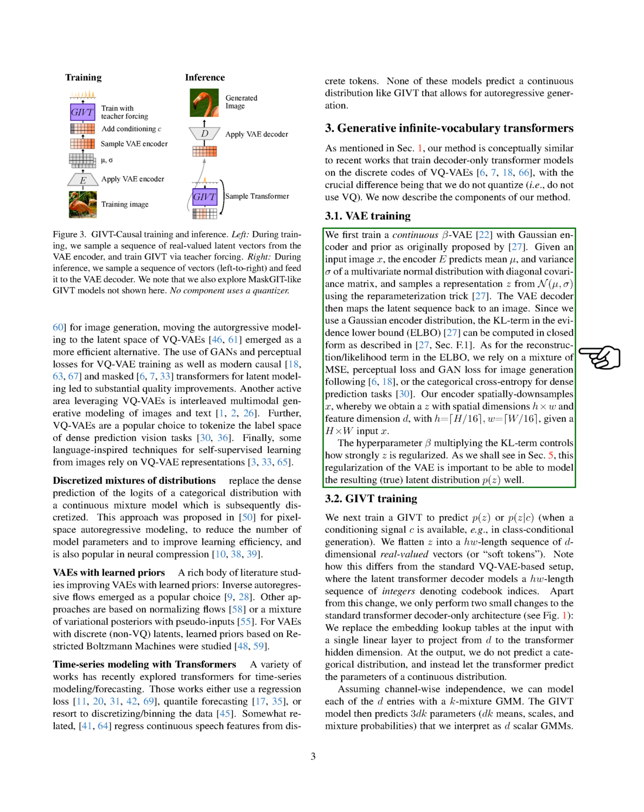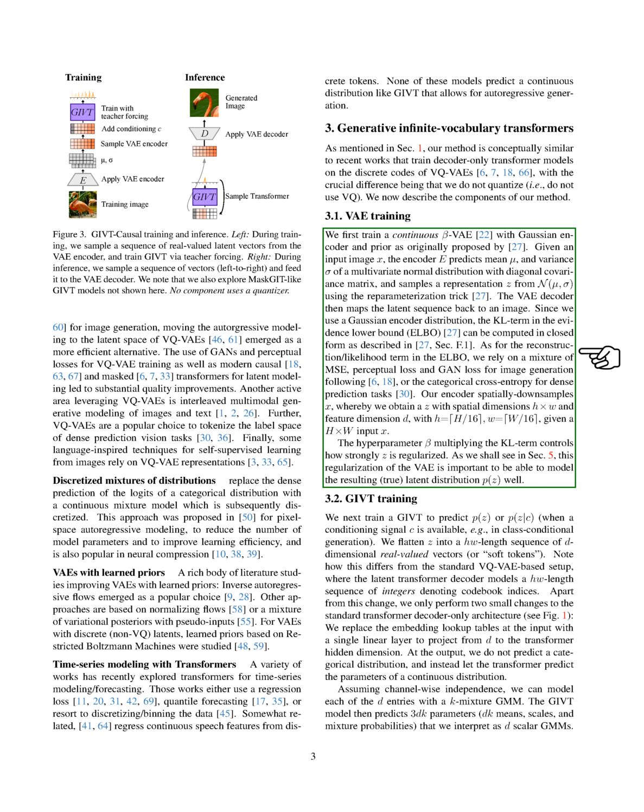First, we train a continuous beta VAE, a type of variational autoencoder, with a Gaussian encoder and prior. This is a process that was originally proposed by Kingma and Welling. Given an input image, the encoder predicts the mean and variance of a multivariate normal distribution with a diagonal covariance matrix. It then samples a representation from this distribution using a technique known as the reparameterization trick. The VAE decoder then maps this latent sequence back to an image. Since we use a Gaussian encoder distribution, the Kullback-Leibler (KL) divergence term in the evidence lower bound (ELBO) can be computed in closed form.